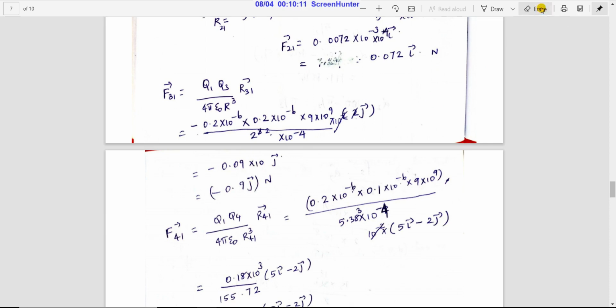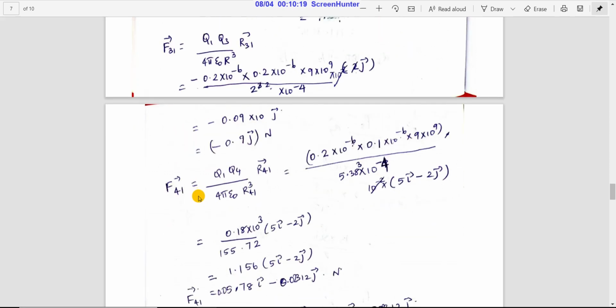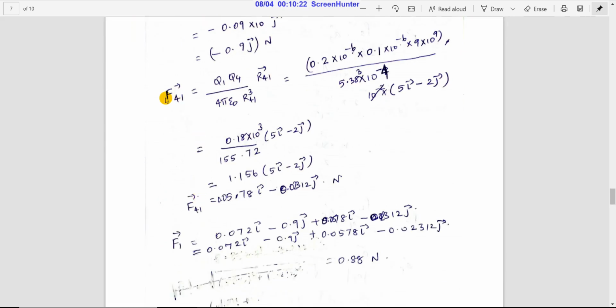or if you want to find out in the magnitude format, then minus 0.9 will be the answer for the force between Q1 and Q3. Similarly, we can find out the force between 1 and 4. So Q1 Q4 divided by 4 pi epsilon naught R41 cube into vector R41.